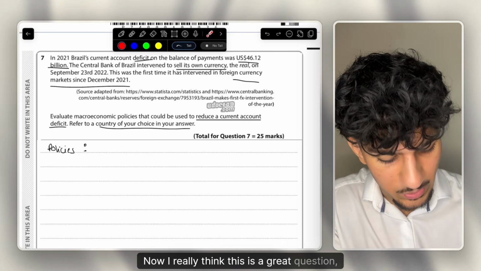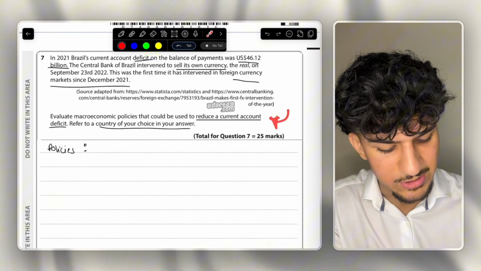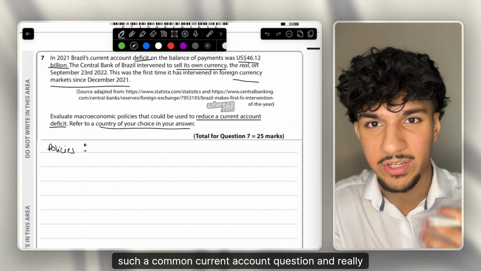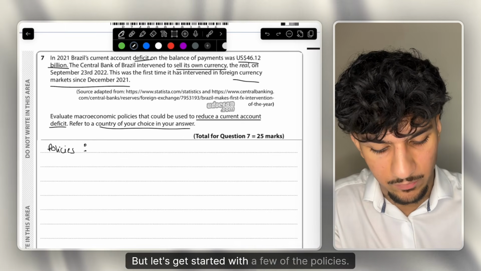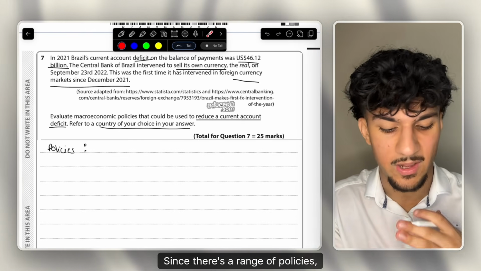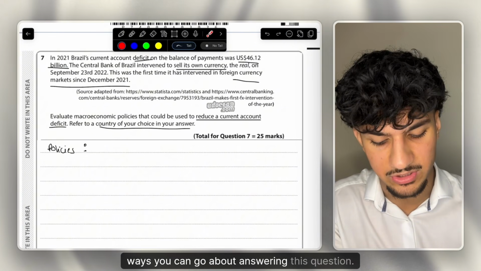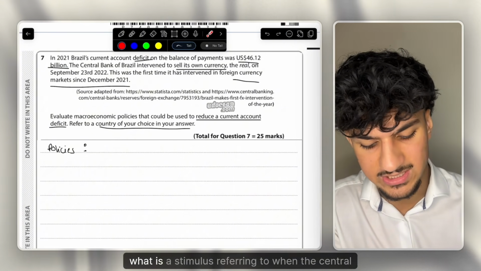Now, I really think this is a great question, especially for revision, for practice. Such a common current account question and really test your knowledge on it. But let's get started with a few of the policies, since there's a range of policies. There's lots of different ways you can go about answering this question. First things first, of course, what is a stimulus referring to?